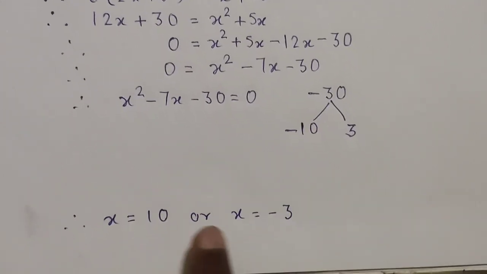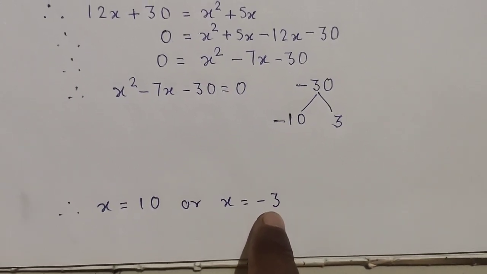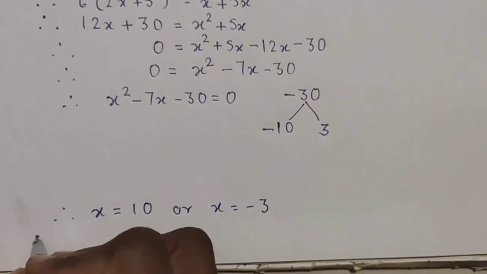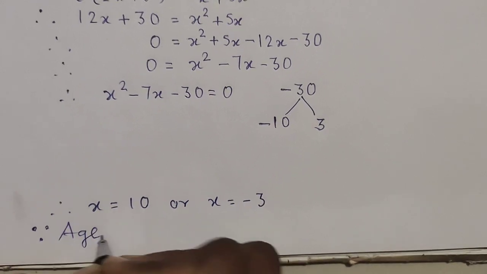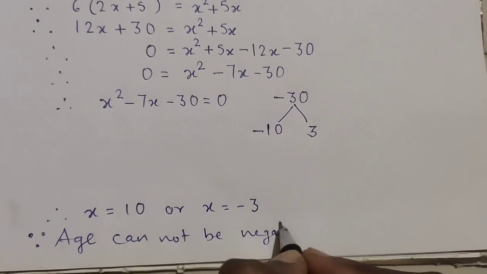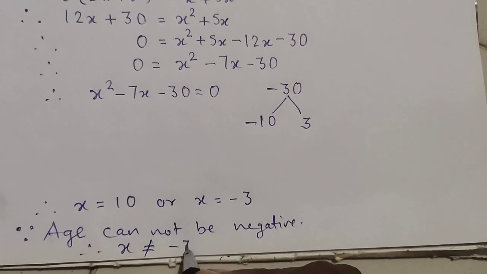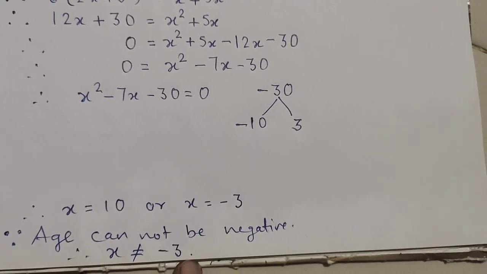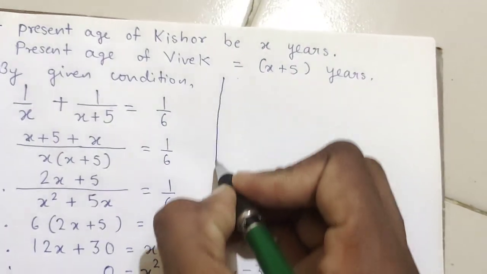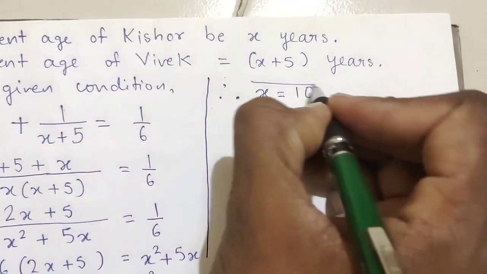Now your 10 value is right and the minus 3 value is wrong, because minus 3 is a negative number, and you know age cannot be negative. So we can write, since age cannot be negative, that means X cannot be equal to minus 3. Now if X is not minus 3, what is your answer? That is X is equal to 10. So you can write, therefore your answer is X is equal to 10.